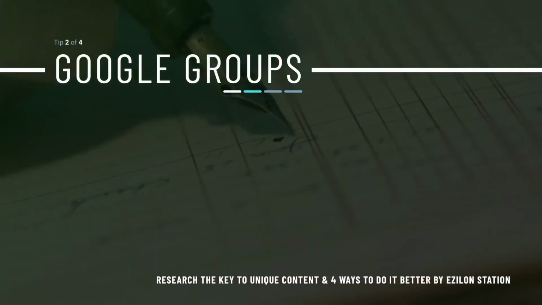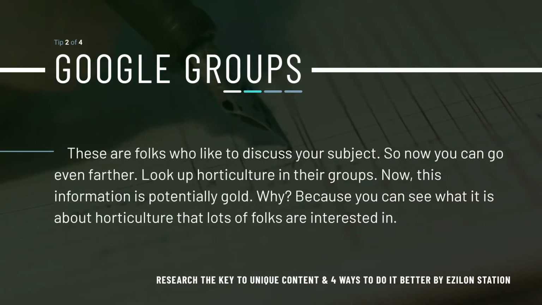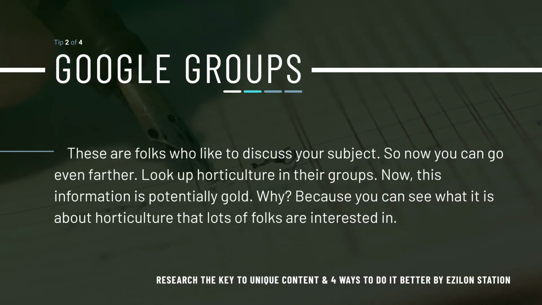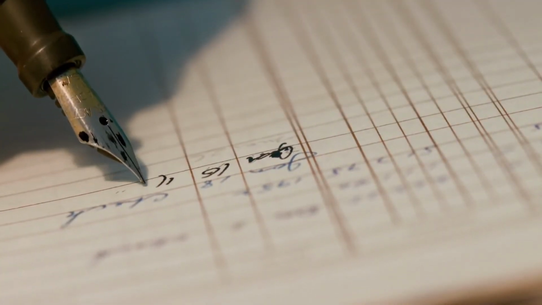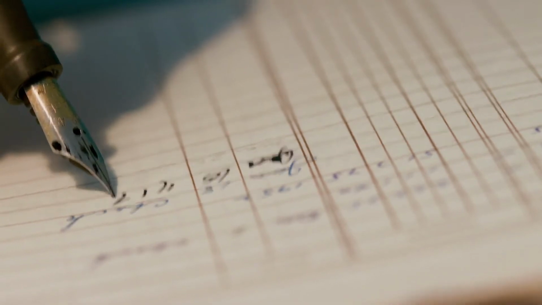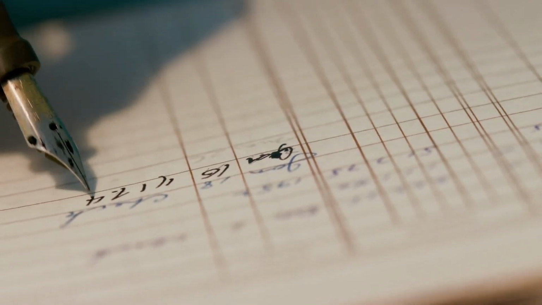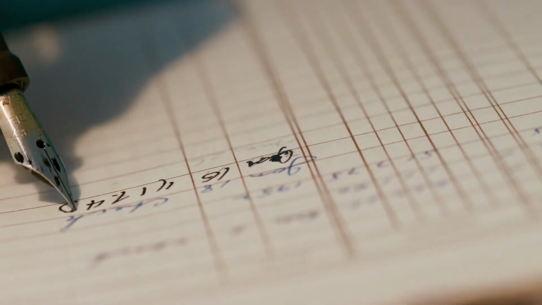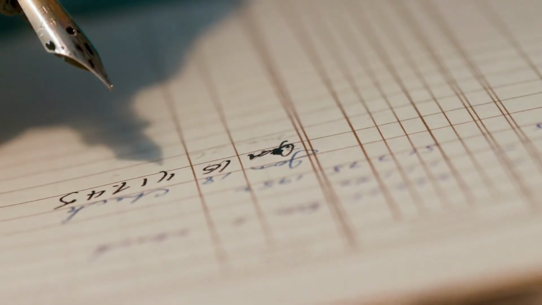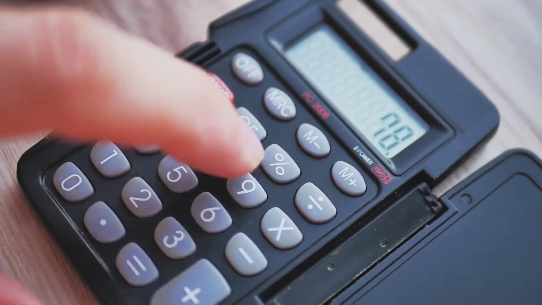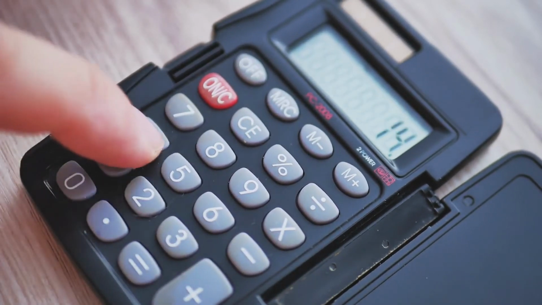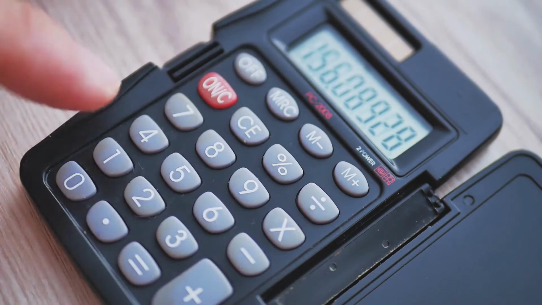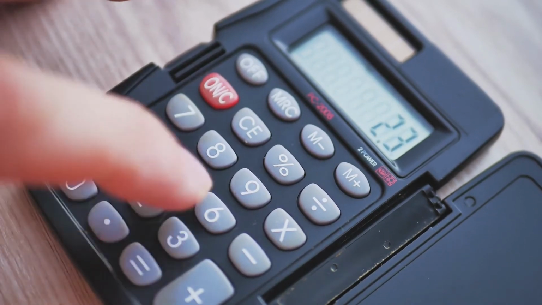2. Google also has groups. These are folks who like to discuss your subject. So now you can go even farther. Look up horticulture in their groups. Now, this information is potentially gold. Why? Because you can see what it is about horticulture that lots of folks are interested in. Think you might be able to do a little research and come up with a free or even a for-profit report that gives them what they want? Check out Google's other tools, too. You can even get research info from universities through Google.